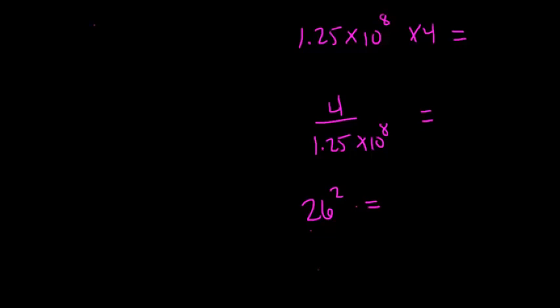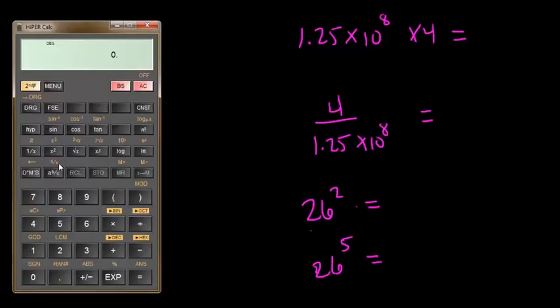How does this change if we have 26 to the 5th power? So now in this case, we cannot use the x squared button. So now we have to use this x to the y button. So 26 to the power of 5. This gives us an answer of 11,881,376.